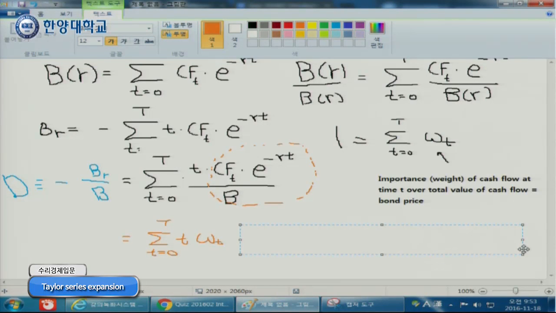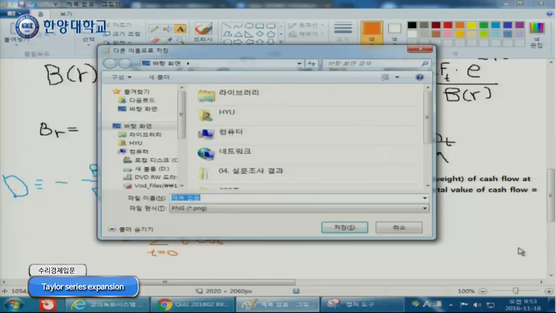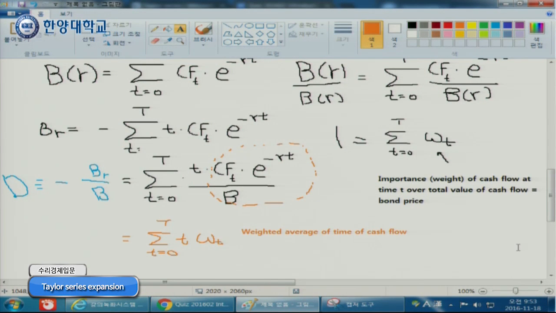This is basically the weighted average of time of the cash flow. T is the time of cash flow, the weight is W, and the sum of W is 1. So it is basically the weighted average of time to cash flow.